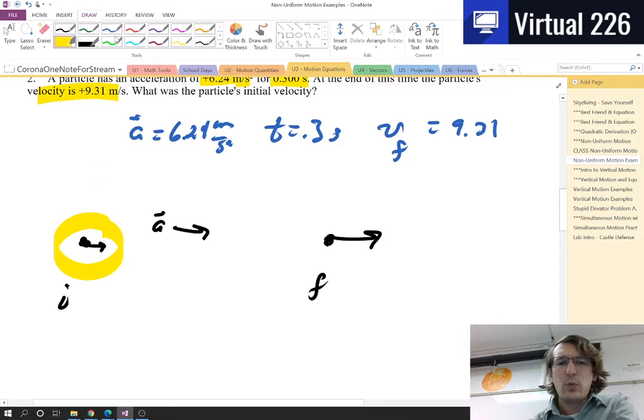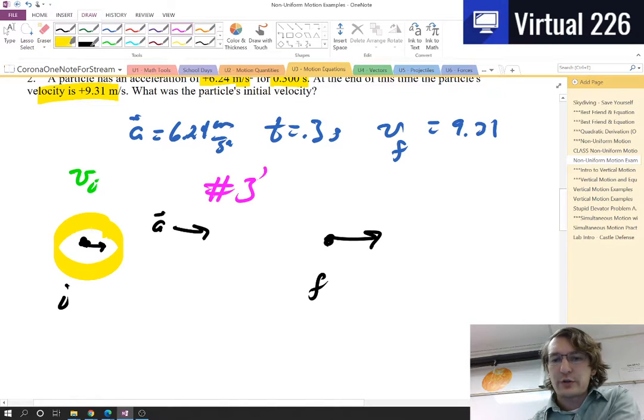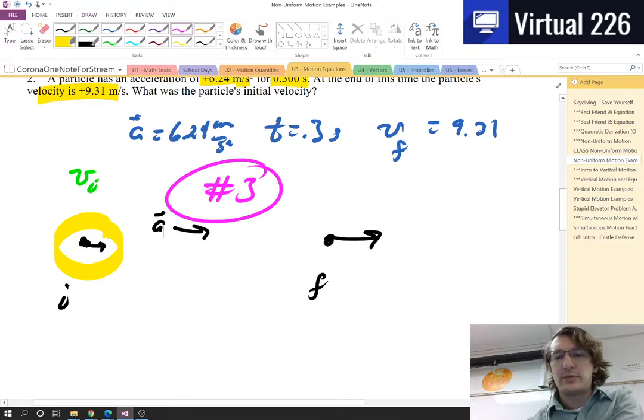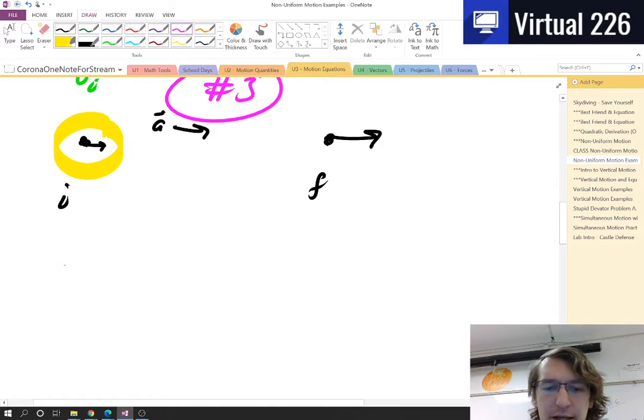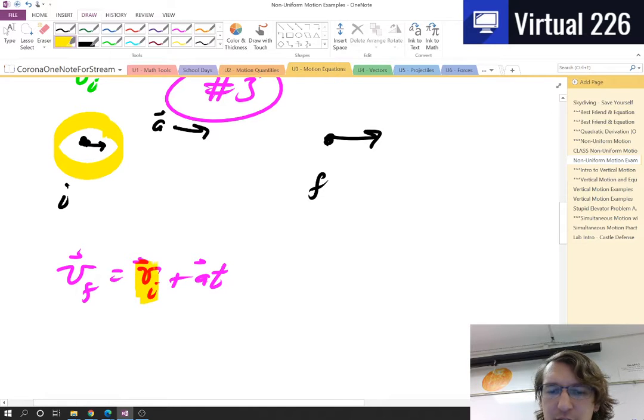So how do we go and solve this? Well, if we want an initial velocity, VI, and we have A, T and VF, we can look at our best friend, and we can use equation number 3, just like we did in the last problem. It's VF equals VI plus A times T. But this time, we're not solving for VF, we're solving for VI, so we need to be a little careful here.